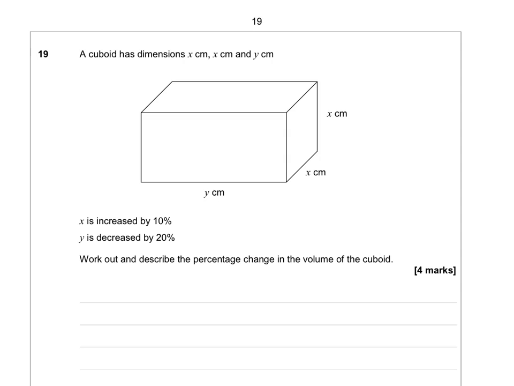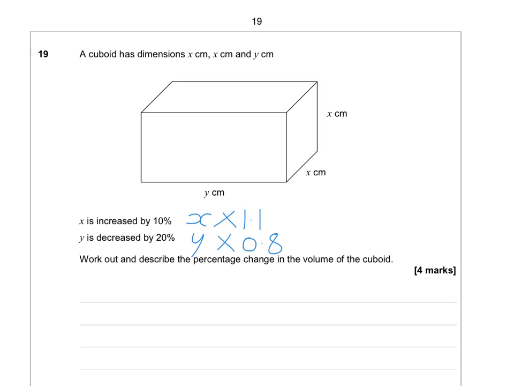Question 19. A cuboid has dimensions x centimetres and y centimetres. X is increased by 10%, so both the x values are multiplied by 1.1. Y is decreased by 20%, which means y multiplies by 0.8. Work out and describe the percentage change in the volume of the cuboid.